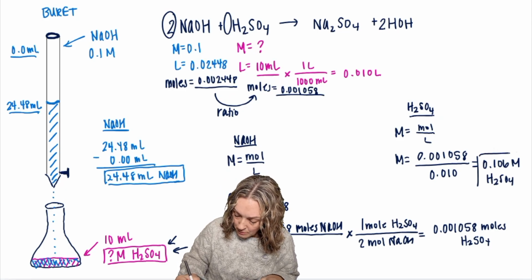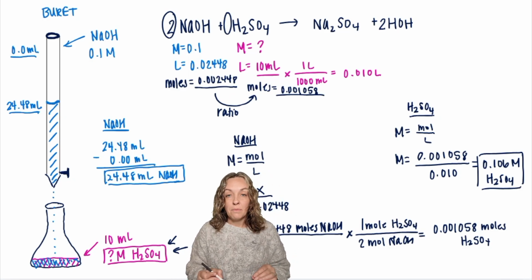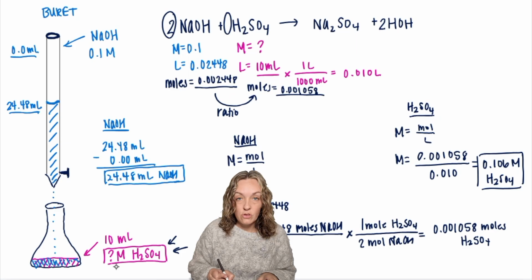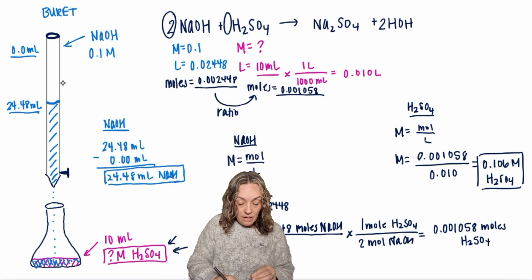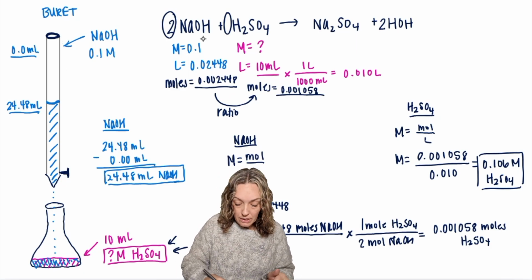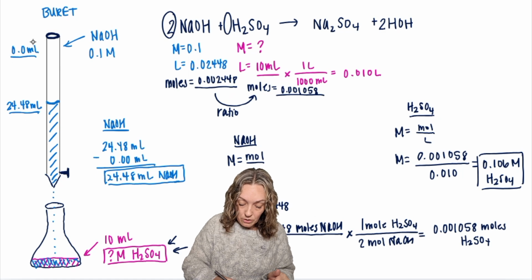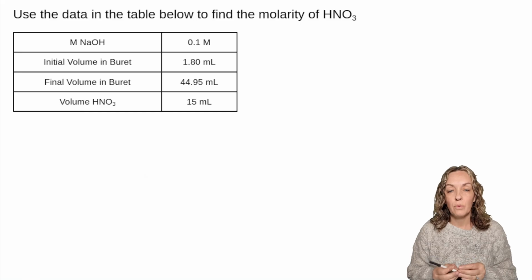So I was able to use the titration setup in a lab in order to determine the concentration of an unknown acid. In order to do that, I added enough base to hit the neutralization point. Once I hit the neutralization point, I recorded the volume that was necessary, and I was able to solve from there. All right, let's look at one more example.